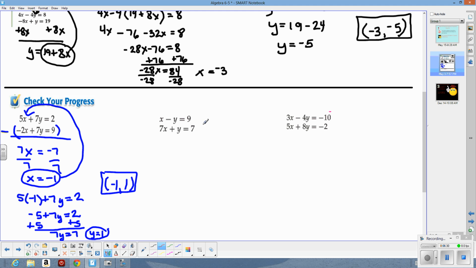In the next example, we have opposite coefficients. So I'm going to solve this by elimination with addition. X plus 7x is 8x. Negative y plus y is 0y. And 9 plus 7 is 16. Divide both sides by 8, and we get x equals 2.